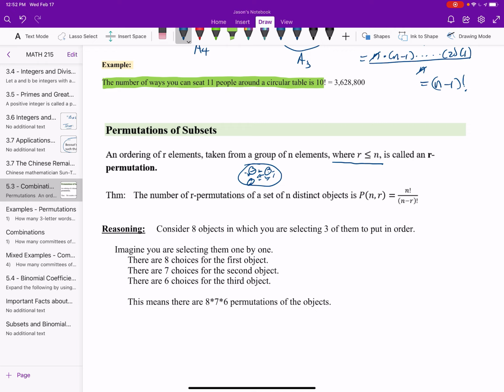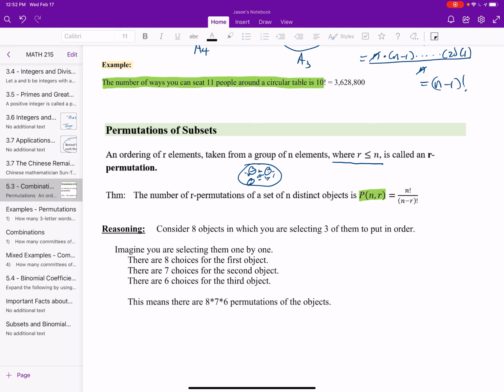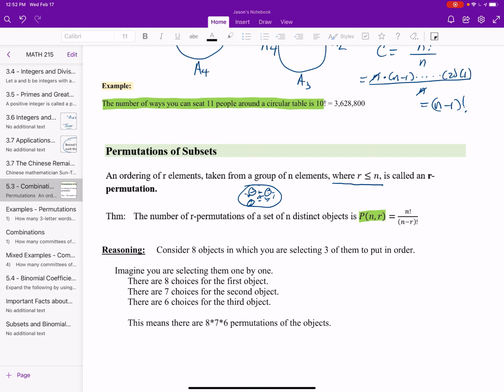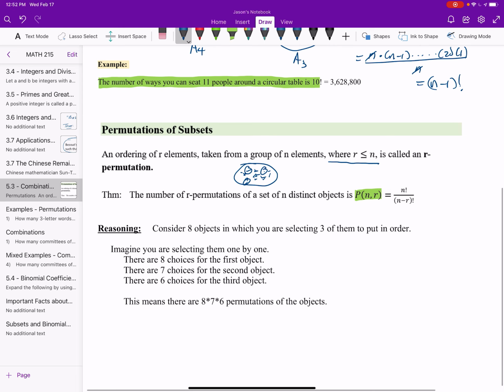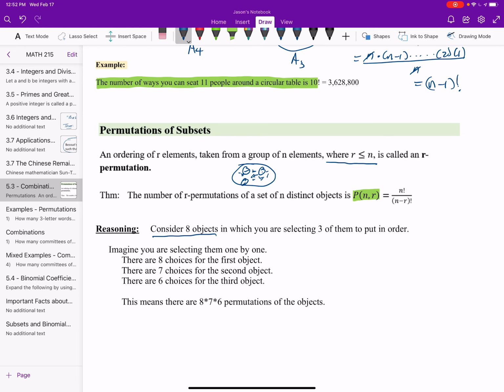So the theorem says the number of R permutations of a set of N distinct objects is, now note the notation, we use the letter P for permutations of N objects taken R at a time, and this is the formula. Now I'm not going to necessarily prove the formula, but I am going to show you the reason behind it. Let's say we have 8 objects, and I want to select 3 of them. We know we have 8 choices for the first, 7 for the second, 6 for the third. While we can compute this pretty easily, 8 times 7 times 6 is 336, let's try to find a more elegant way so we can come up with a formula in general.